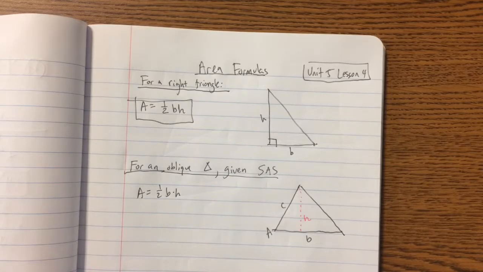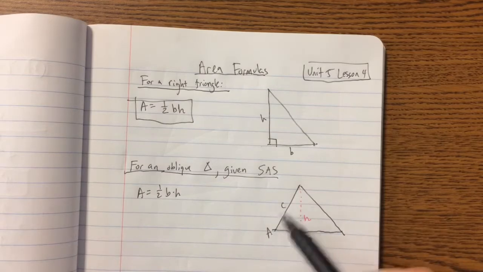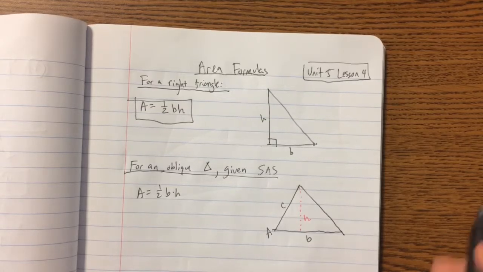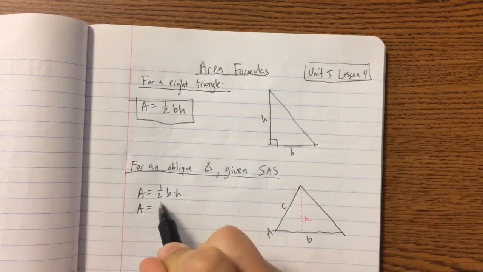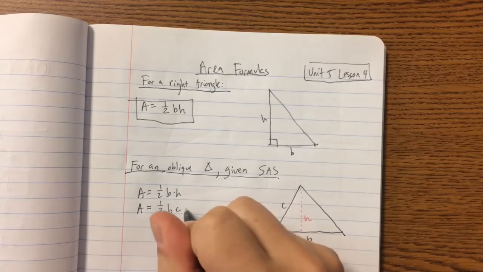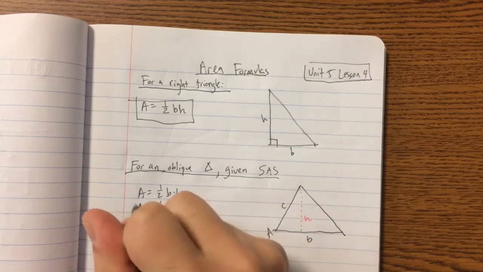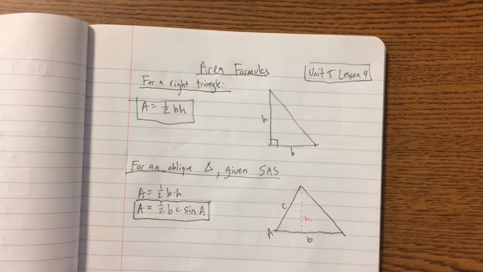C sine A. Yeah, so since the height is going to be C times sine A, and we had to deal with that a little bit in some of the triangles we've talked about, we can replace that H with how we calculate it so that we don't have to actually calculate it separately. That's going to be times C sine of angle A. All right, so this one's pretty obvious. It's not so bad.